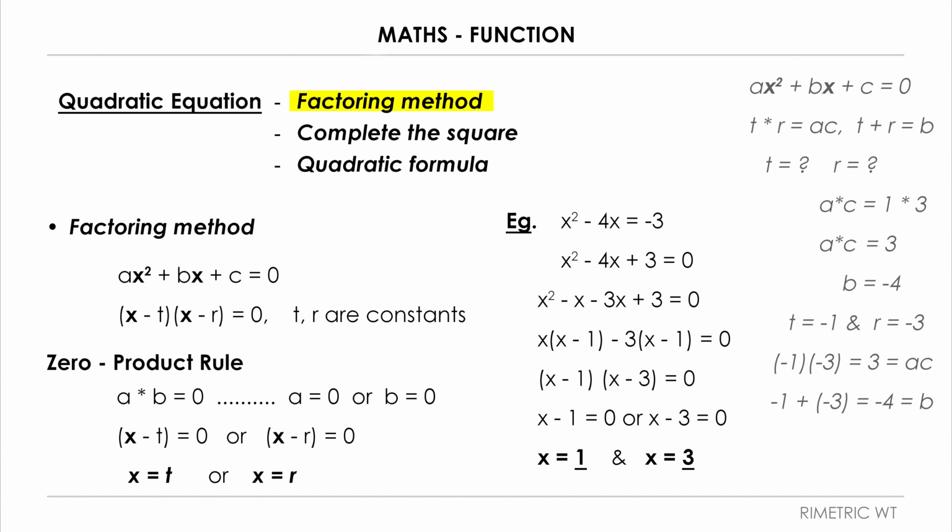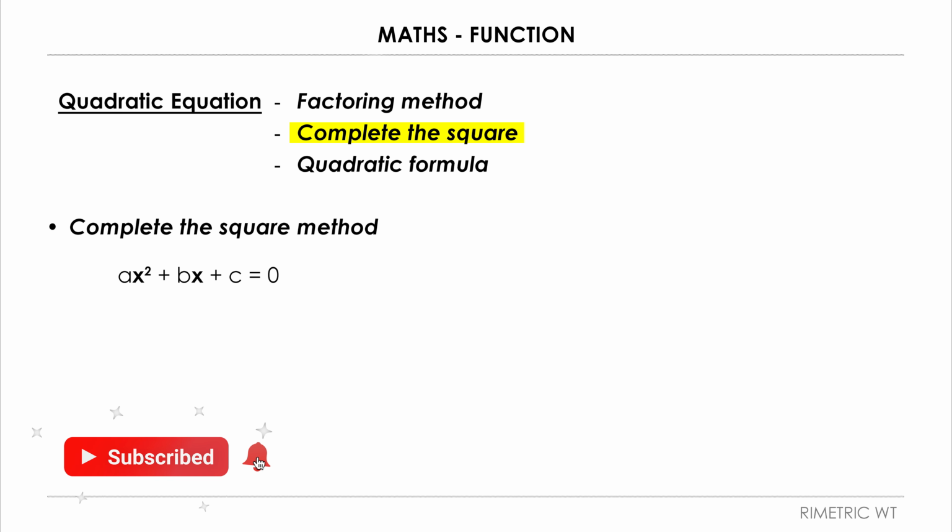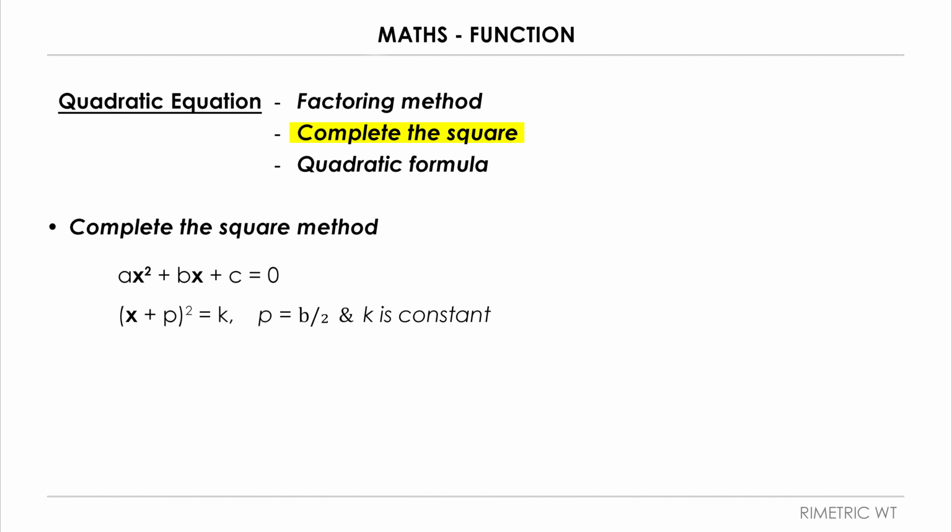But if the equation cannot be factored in the form we've seen here, then this method can't be used to find a solution for the equation. Therefore, we use the other methods which we're about to see. The second method is the completing the square method, where we express our equation as x plus p the whole square equal to some constant number, where p equals b divided by 2. So that our solution becomes x equals negative p plus or minus the square root of that constant number.